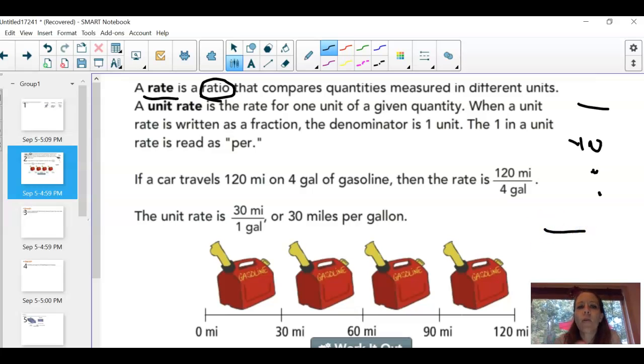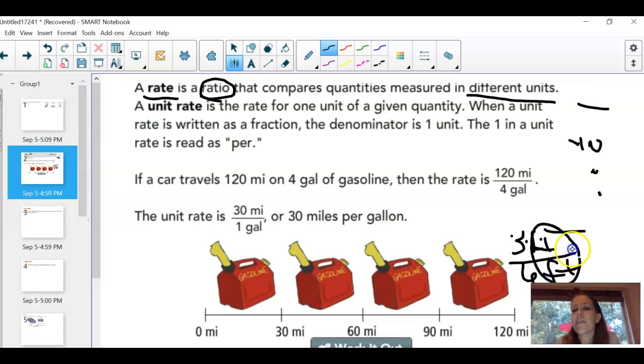In order to be a rate, it has to have different units. So I'm not going to have 3 feet over 6 feet. They have the same unit. That would not be a rate. So when we talk about rate, if I'm saying 3 feet per 2 hours, that would be a rate because I'm comparing feet and hours. So a rate is a ratio that compares quantities. Remember, quantities are simply numbers measured in different units.